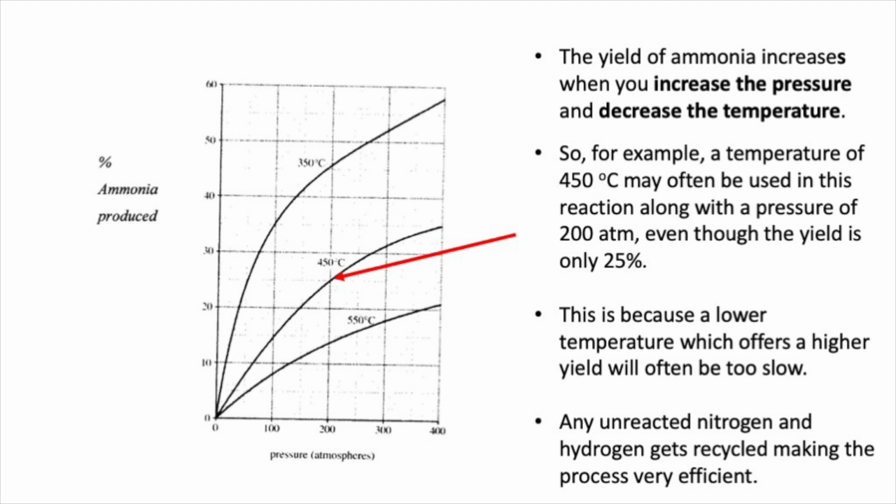Now, you may be thinking that having such a poor yield, i.e. 25%, would be a real problem for this industrial process. However, it's not a major issue because the nitrogen and hydrogen that is unreacted simply gets recycled and put back into the reactor, and this makes the process very efficient.